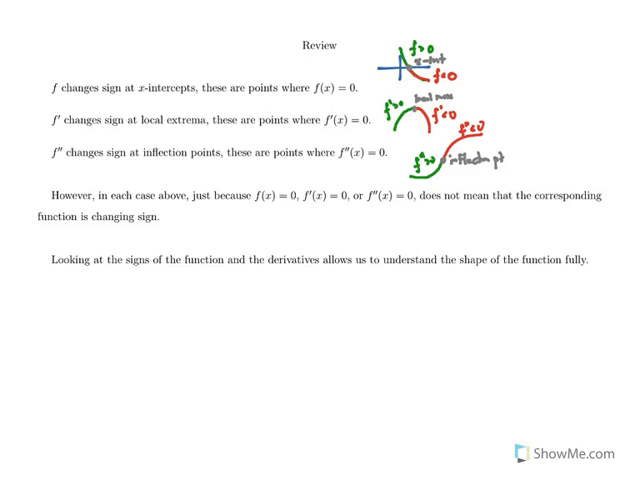But we need to know that just because the derivative or the second derivative equals 0 does not mean that the corresponding function is changing sign. It doesn't mean that we have a local extrema or an inflection point. It would mean that we have an x-intercept, but it doesn't mean that it has to change sign. So for instance, if we think about this little guy here, when the function is equal to 0, we don't have to change sign, but it can still be an x-intercept. And that's the analog we're using for the derivative being 0 or second derivative being 0, but not having a local extrema or not having inflection points.